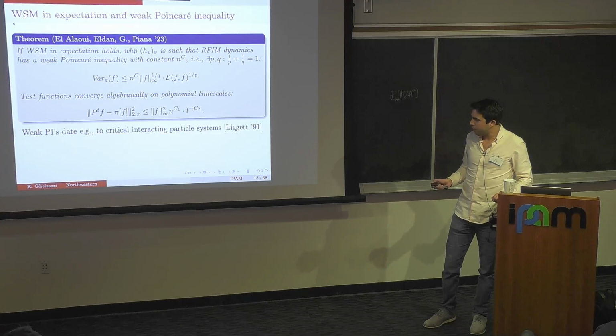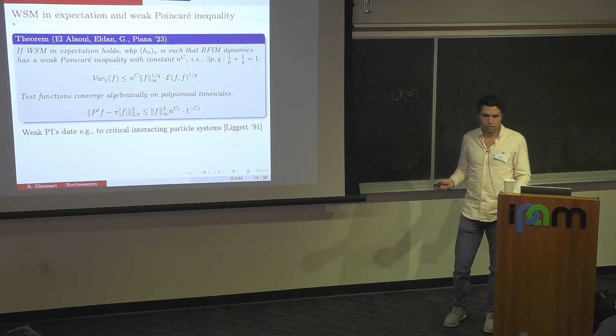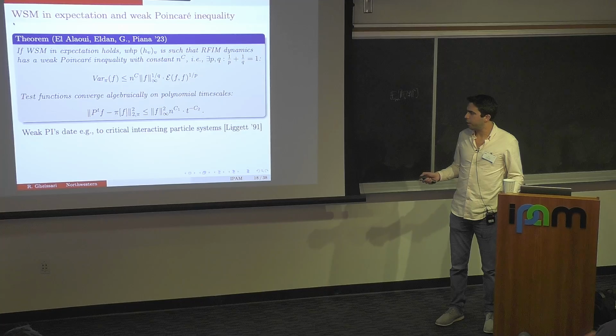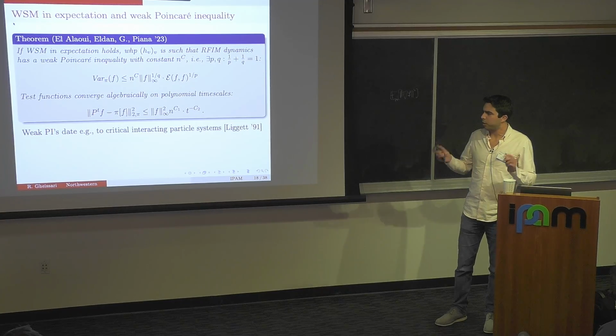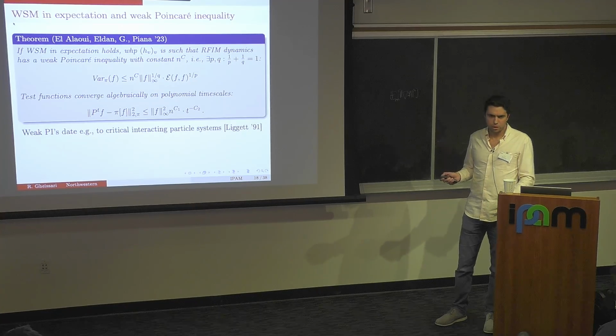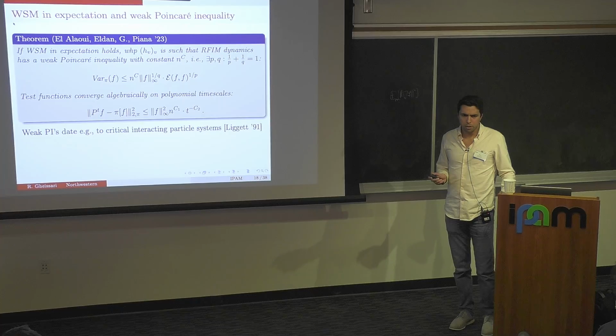For instance, they've been found to be the truth in certain critical interacting particle systems. It was kind of interesting, and this is work of Liggett in the 90s, and there are several other settings where they're the truth. I probably don't expect this to be the truth in the Ising model in this uniqueness regime, but it was interesting to see this pop up.